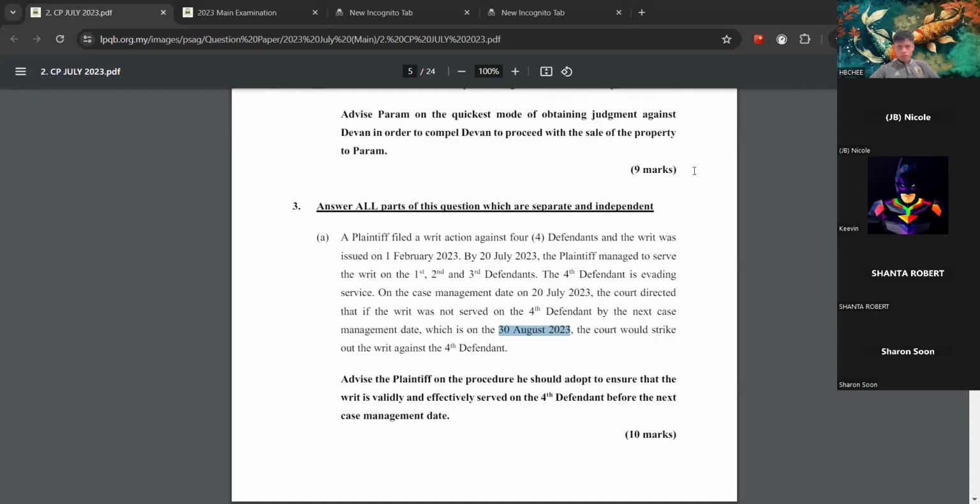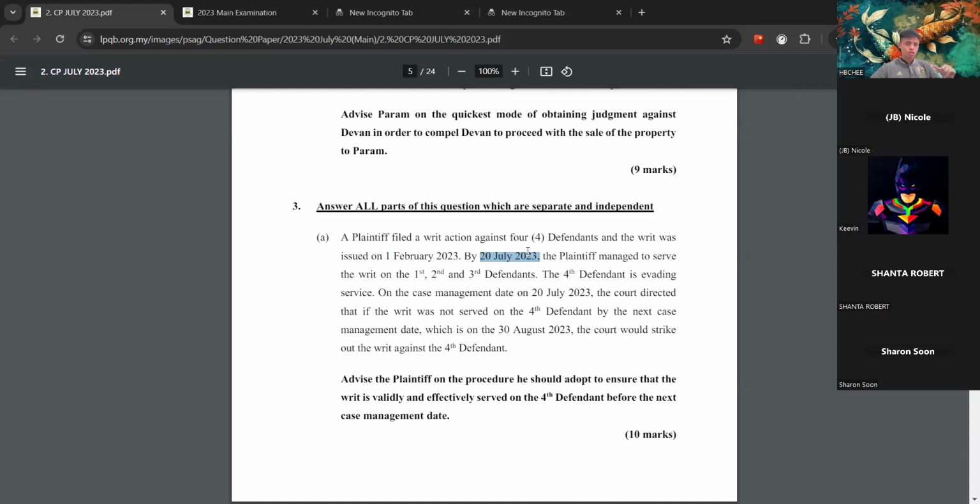Then goes to Jeannie, because the first thing is you see the keyword here, validly and effectively served on the fourth defendant, which means that the 10 marks is divided into two parts. First one, you have to make sure whether the writ is valid, because you see from the facts the writ was issued on 1st of February. Now, by this date, 20th of July, which means that according to your Order 6, Rule 7, your writ is valid for 6 months only. Now, it's very close to the expiry date already.